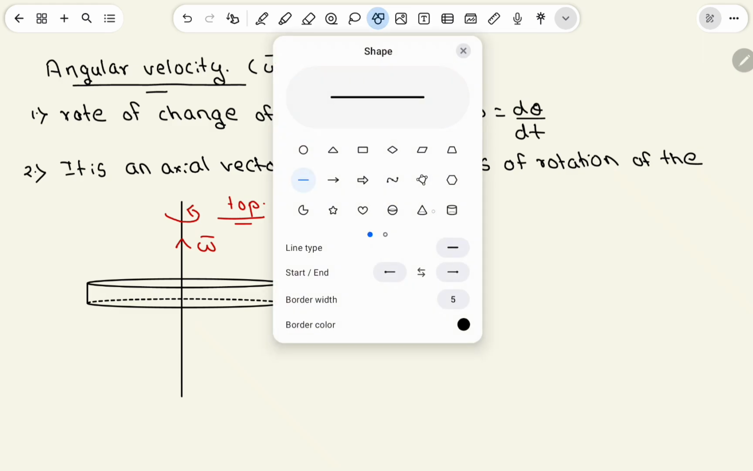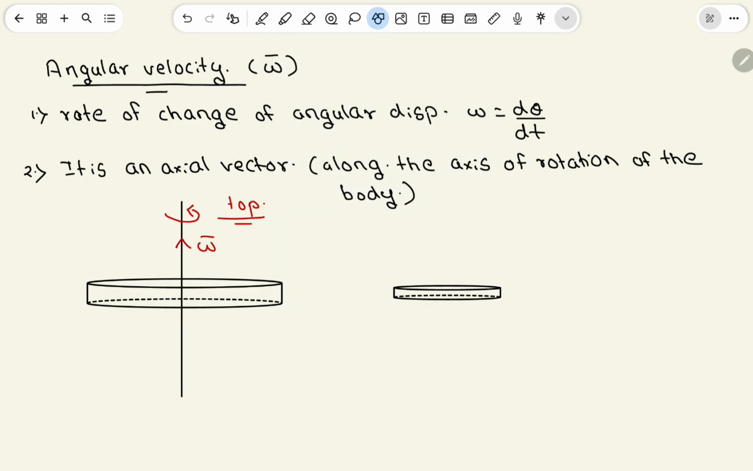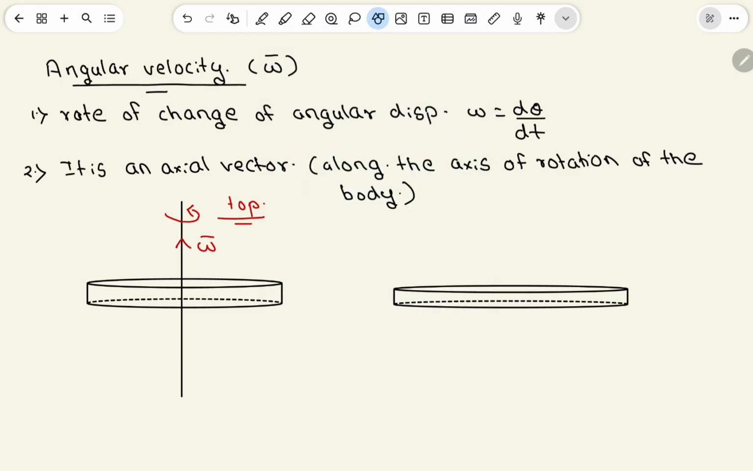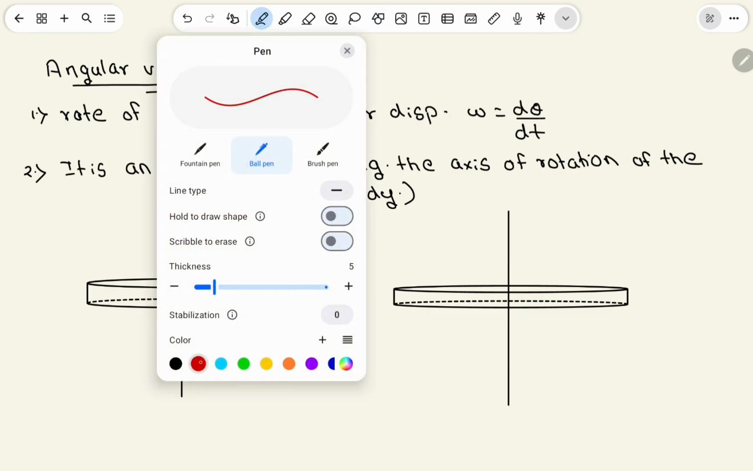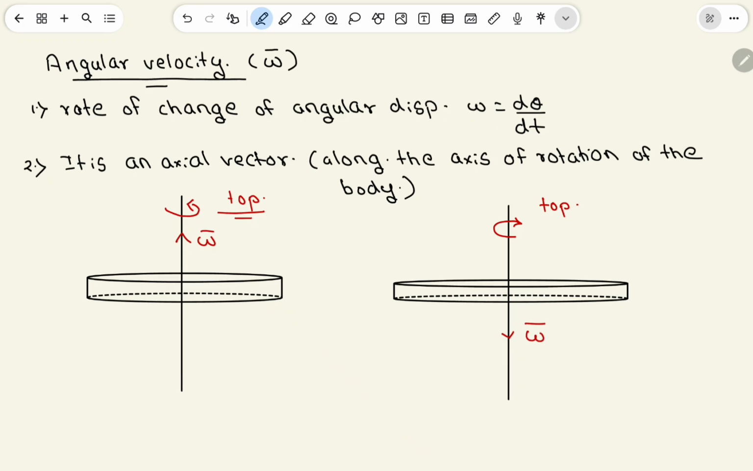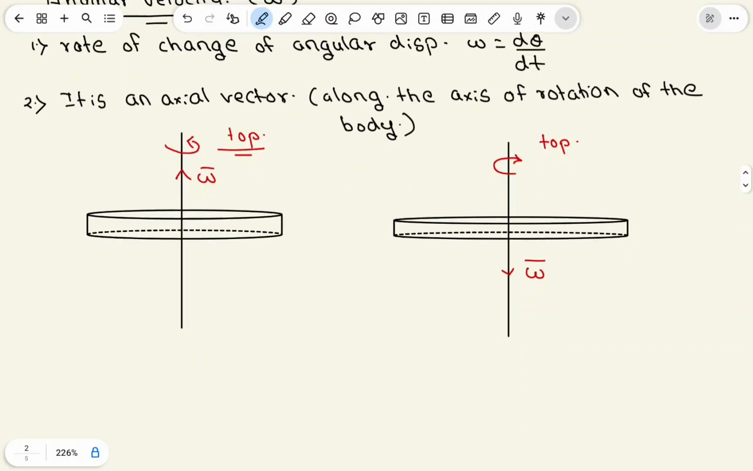Therefore, if we are observing from the top, and if the body is rotating in clockwise direction, then omega bar should not be towards us, it should be away from us. So in the second case, when it is rotating in clockwise direction, we are observing from the top, then omega bar vector should be away from us. Okay, so let's summarize this point.